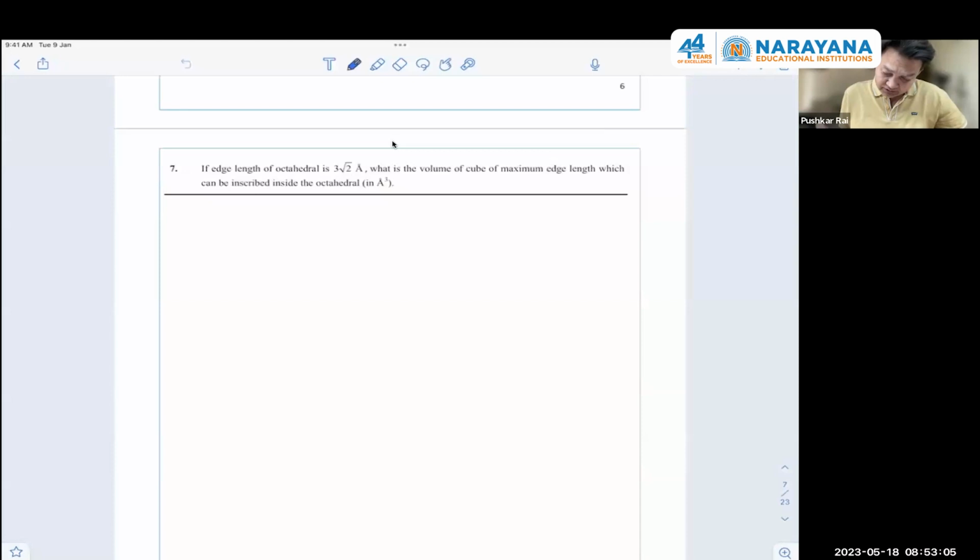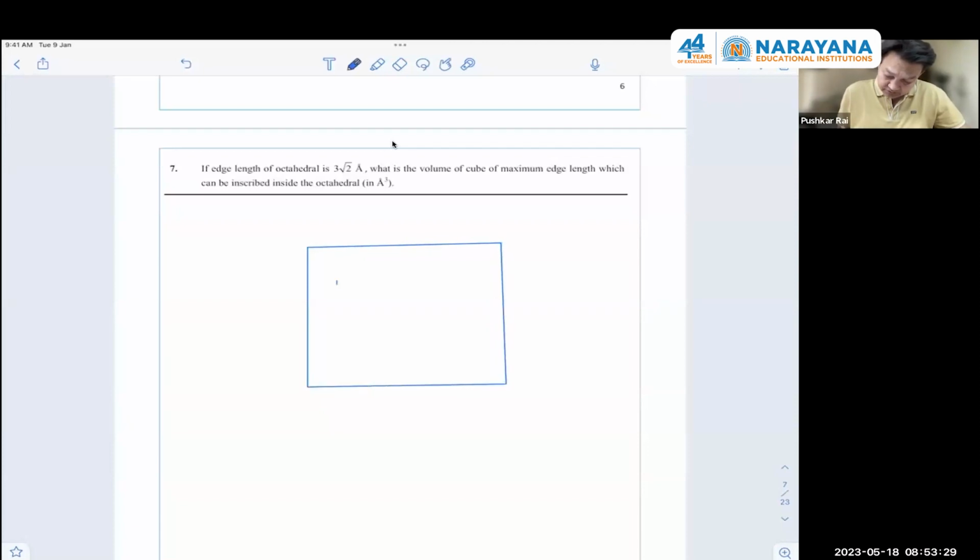The edge length of the octahedron, you see 3 by root 2, that is why I said this question. The edge length of the octahedron is 3 by root 2. What is the volume of the cube of maximum edge length which can be inscribed inside the octahedron? So if the octahedron is of this length, start creating an octahedron here. I have shown you the scheme, na? Make a cube first.